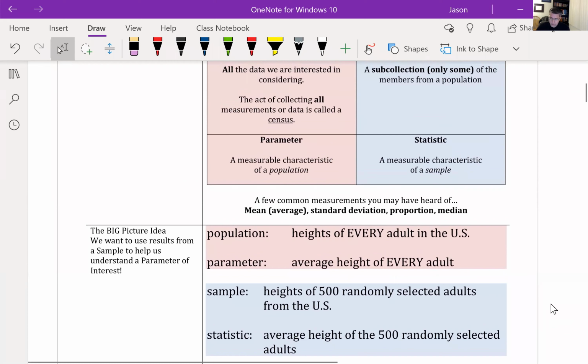Okay, for example, a population, heights of every adult in the US, and the parameter would be the average height of every adult. A sample would be the heights of 500 randomly selected adults from the US, and a statistic would be the average height of those 500 randomly selected adults.